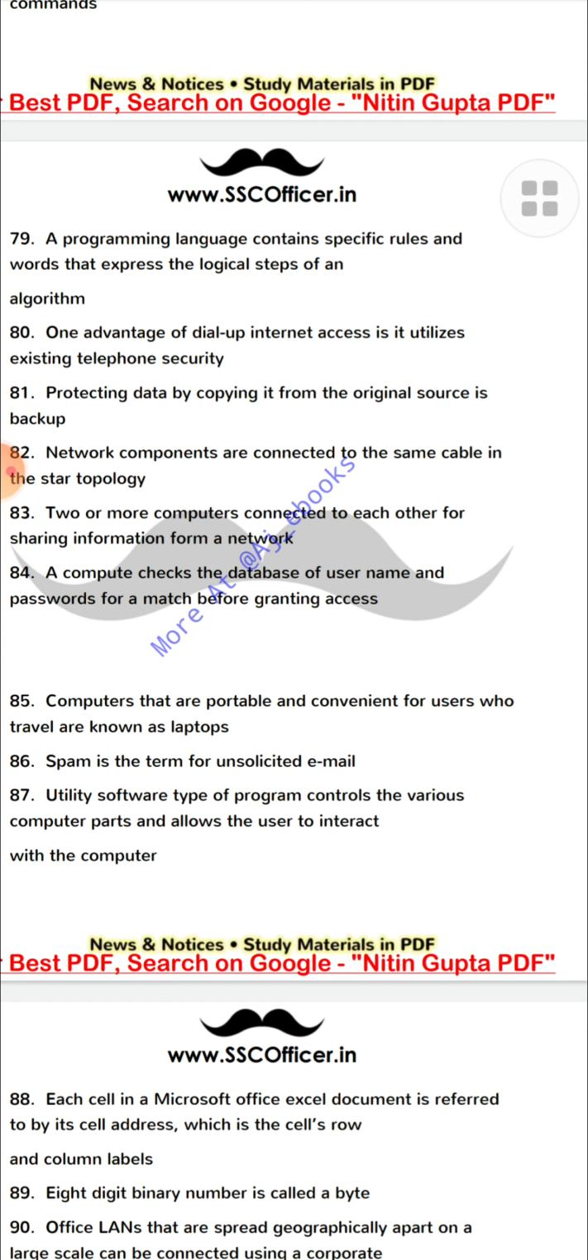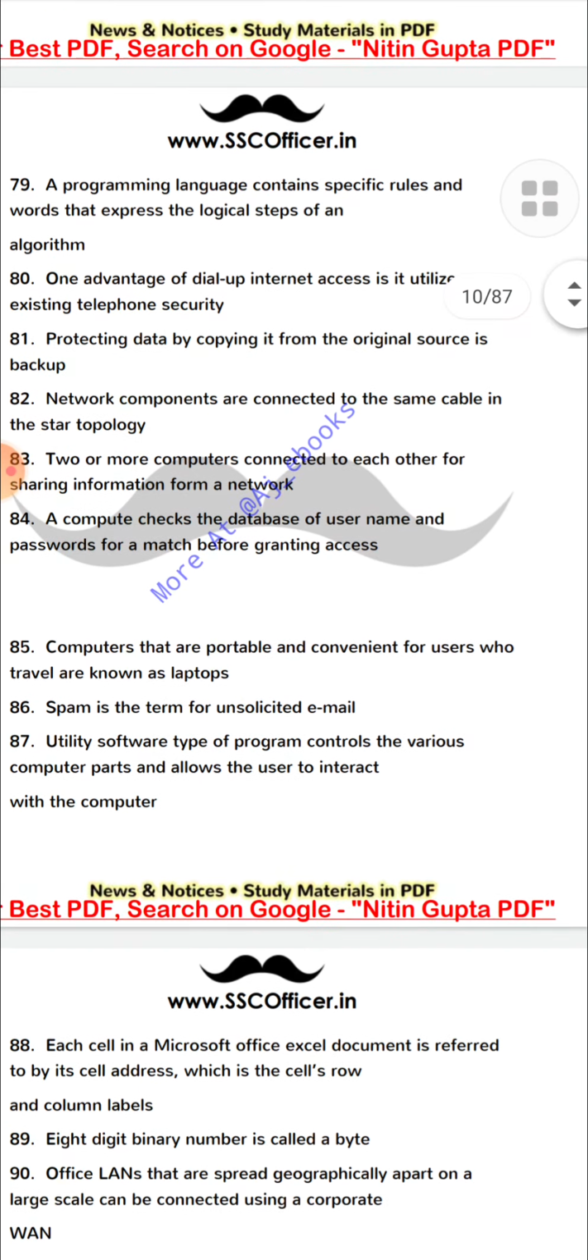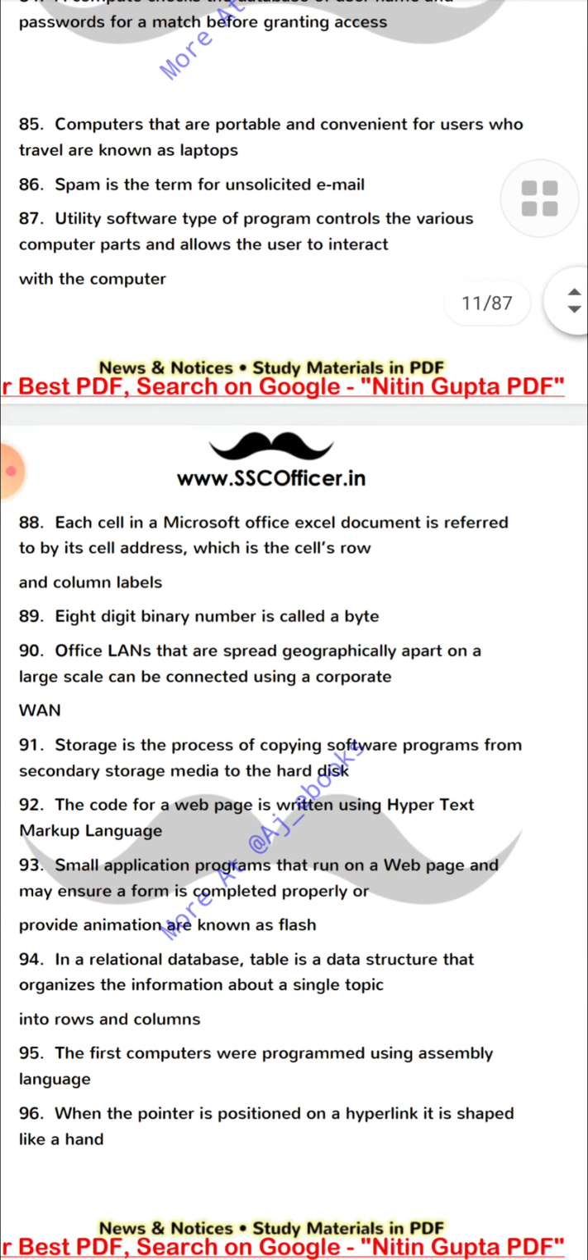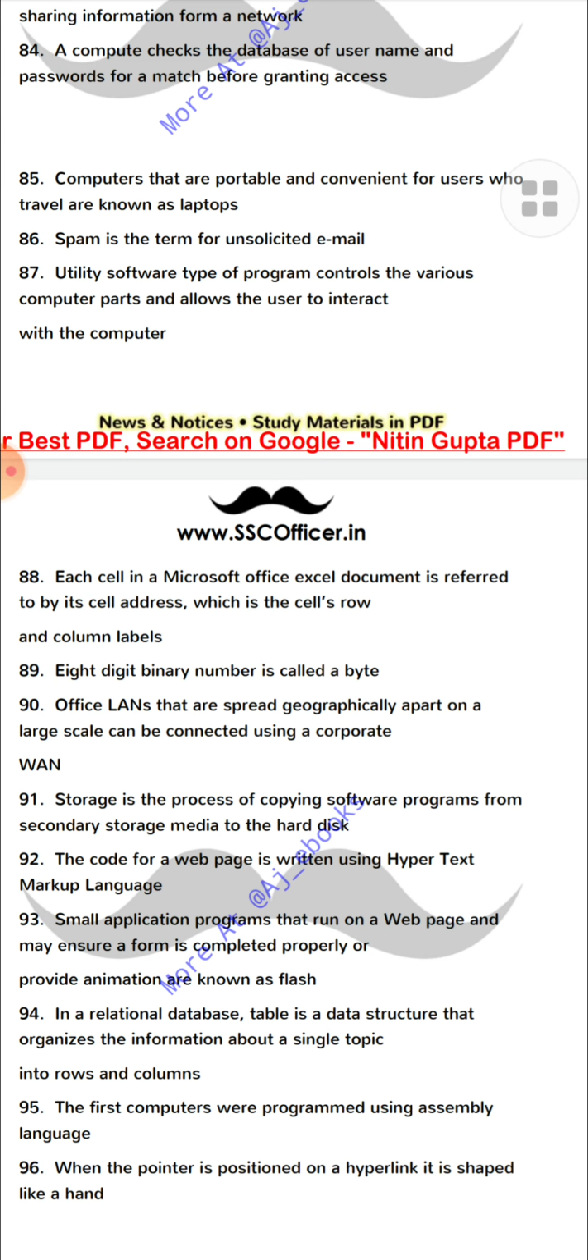Computers that are portable and convenient for users who travel are known as laptops. Spam is the term for unsolicited email. Utility software or programs control the various computer parts and allow the users to interact with the computer. Each cell of a Microsoft Office document is referred to by its cell address, which is the cell's row and column label. An 8-digit binary number is called a byte.